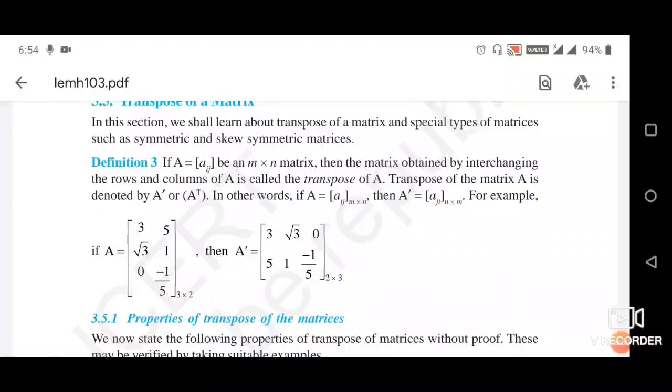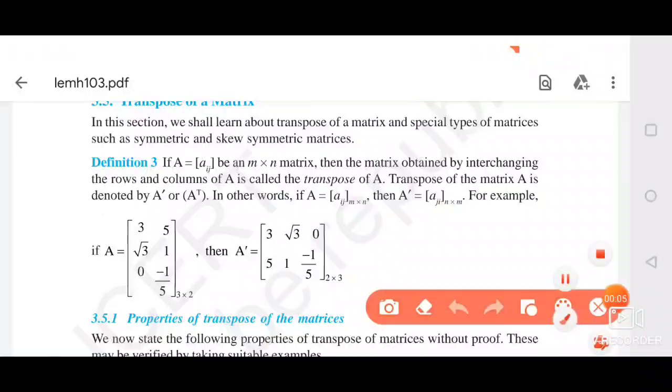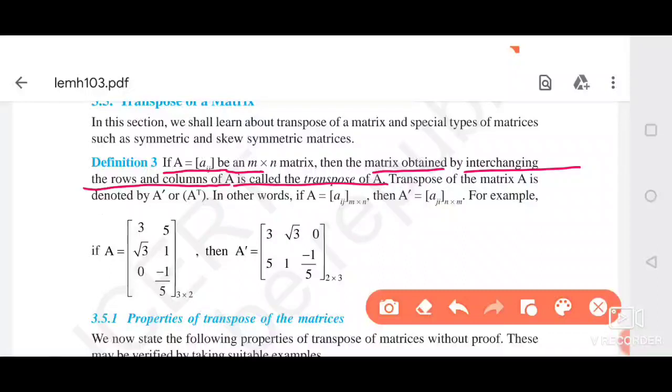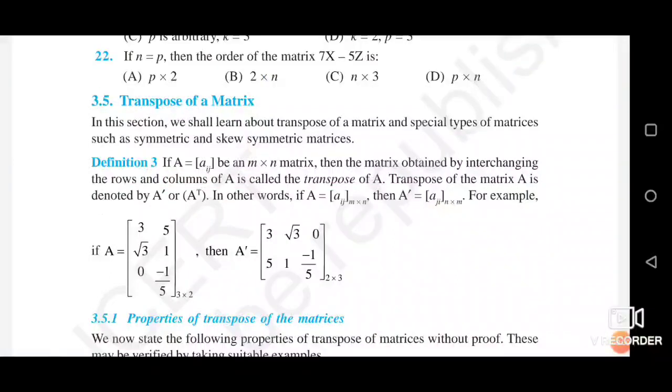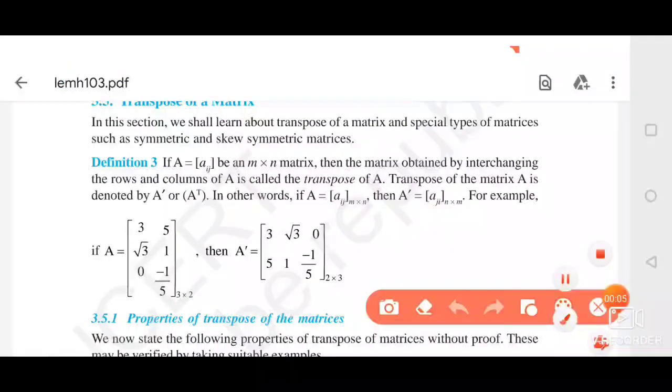Now we go to the definition. In definition 3 it is given that if A be an m by n matrix, then the matrix obtained by interchanging the rows and columns of A is called transpose of A. The transpose of A is denoted by A dash or A to the power capital T. So this is the definition of the transpose of a matrix.